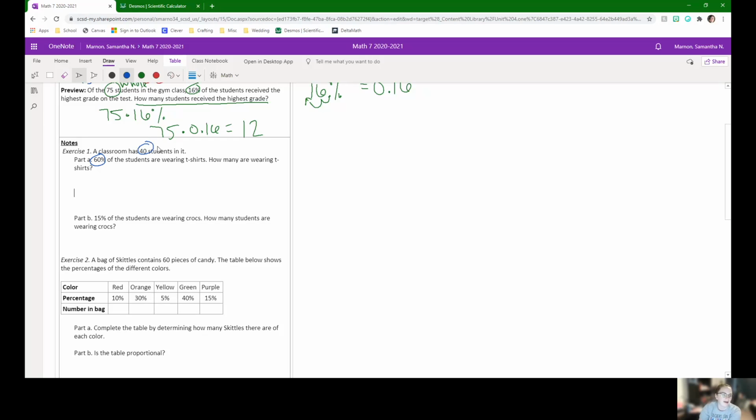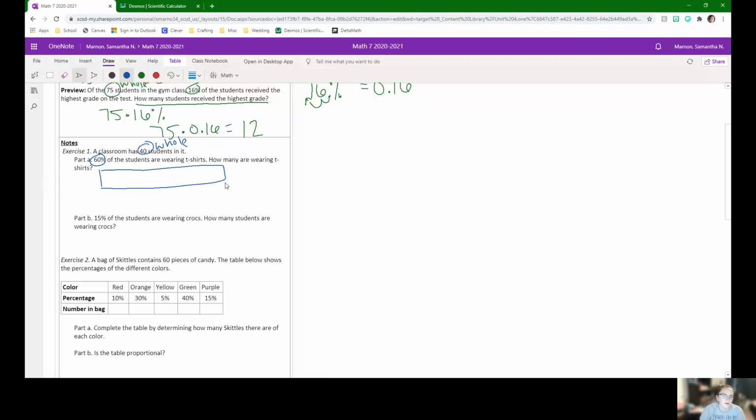So again, we have the total amount of students, or the whole amount of students. We want to find the part of students. So we just want to know what part of the students in this class. So we're looking for a number smaller than 40. If you wanted to, we could draw a tape diagram.